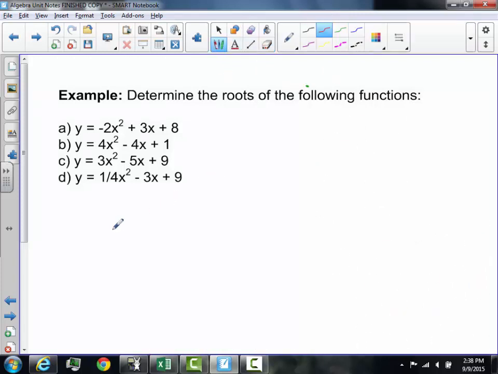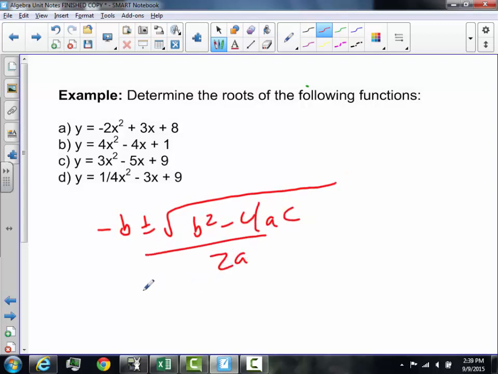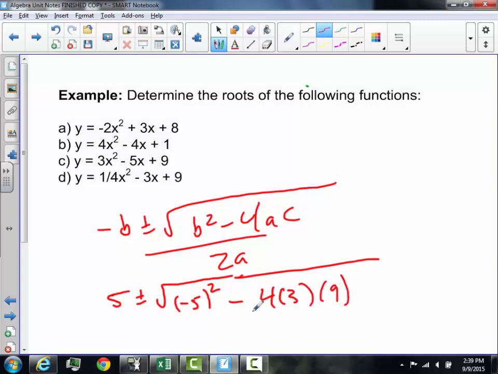Alright, so what are we looking for? Negative b plus or minus square root of b squared minus 4ac all over 2a. Wait, don't miss the double negative again. Because this is a negative 5, a negative 5 means we're starting off with this normal old 5. This negative 5 that gets squared, I'm just going to throw it in a bracket so that I don't mess up that negative bit. 4 times 3 times 9 all over 2 times 3.